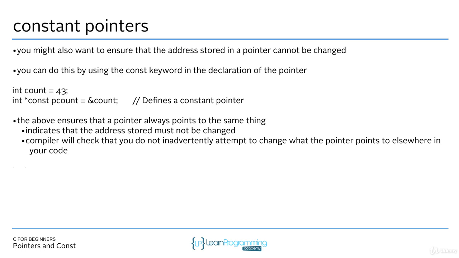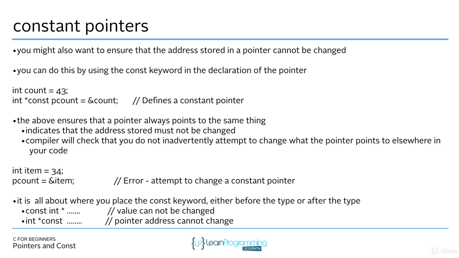The compiler will check that you do not inadvertently attempt to change the pointer elsewhere in your code. You can't change this address. So if you tried to say pcount equals and item, you would get an error because that can only ever point to the count address. It's all about where you place the constant keyword if you do not want to allow the value the pointer points to to change, or if you do not allow the address of the pointer to change. Constant as the first keyword doesn't allow the value that the pointer is pointing to be changed. If you put the constant after the data type and the star, that's saying the pointer address can't change.